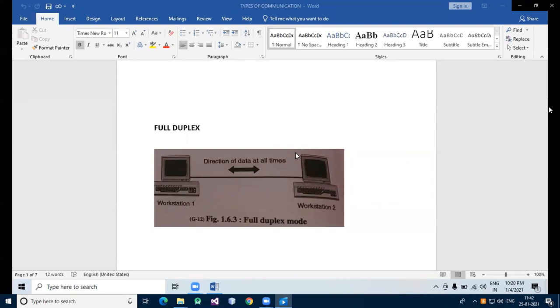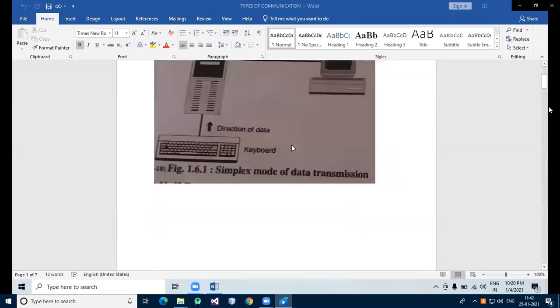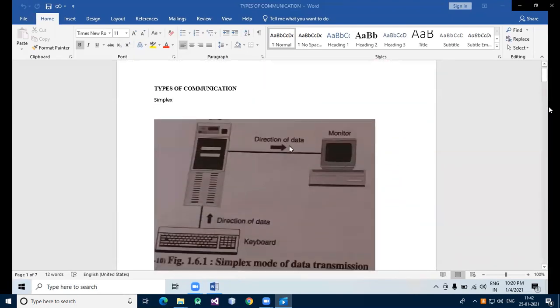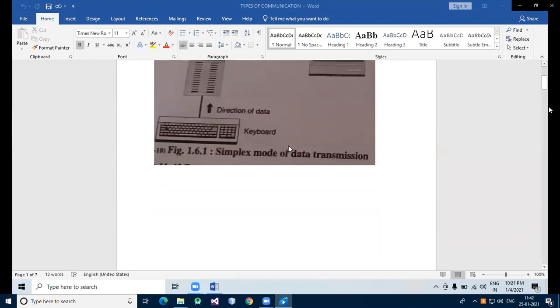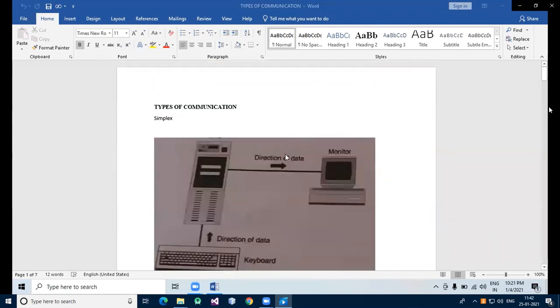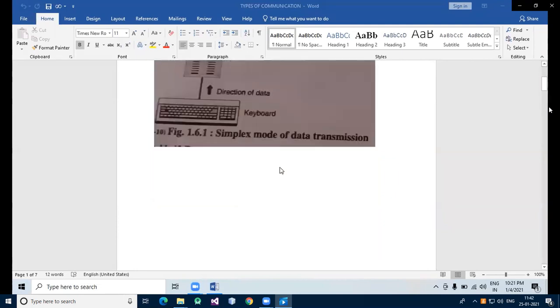This is bidirectional, but they can see. Now we have seen simplex, half duplex and full duplex. This is the type of communication, right? So simplex is only unidirectional, like TV, radio.